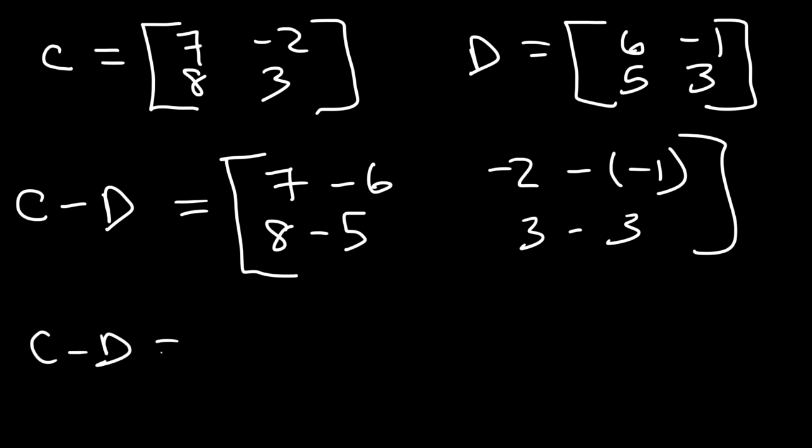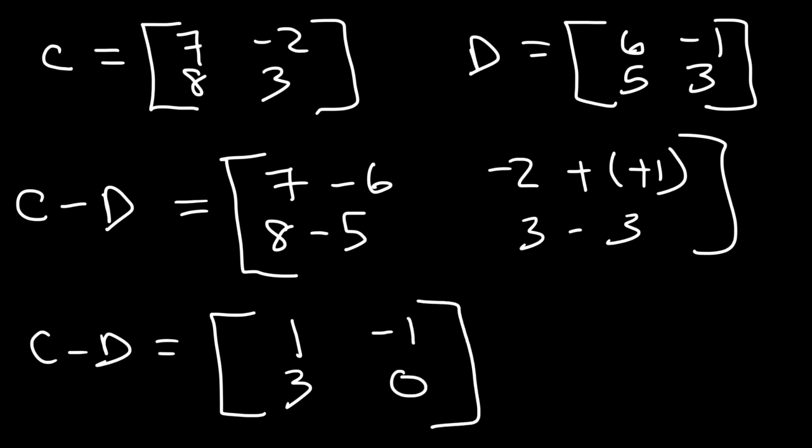So the difference between the two matrices: 7 minus 6 is 1, 8 minus 5 is 3, -2 minus -1, that's the same as -2 plus 1, which is -1, and 3 minus 3 is 0. And so that's the difference between matrix C and matrix D.